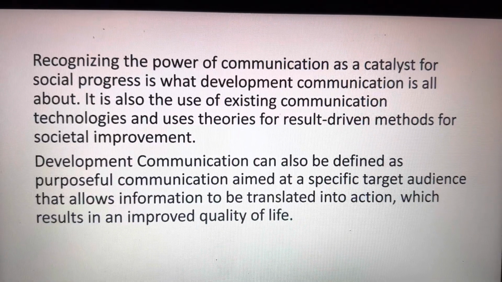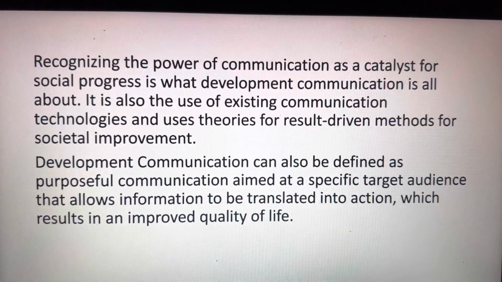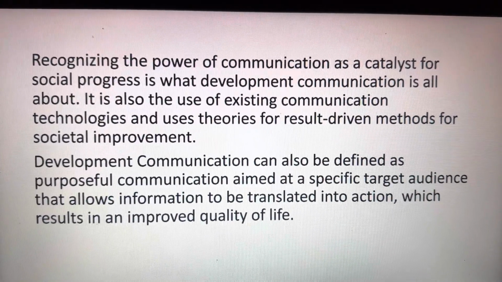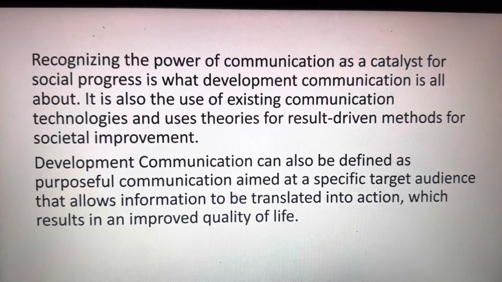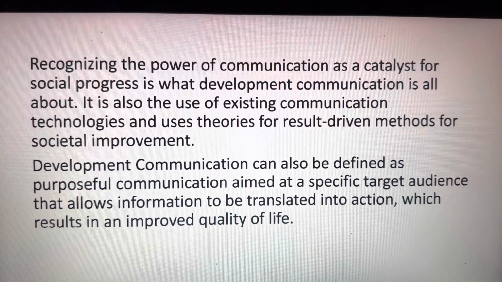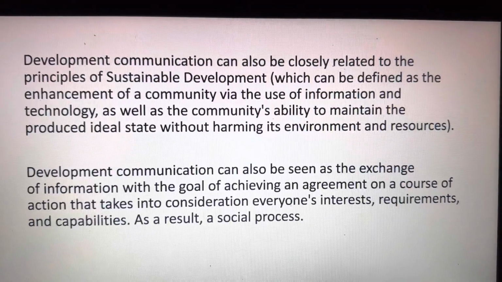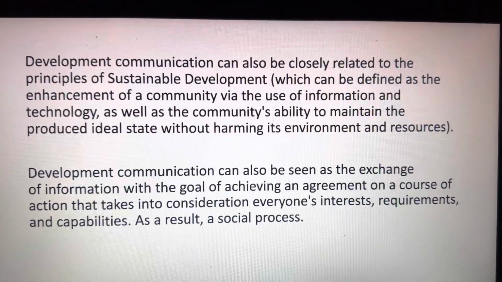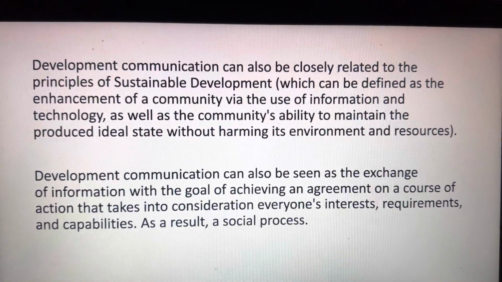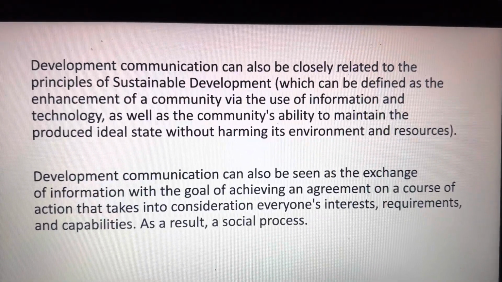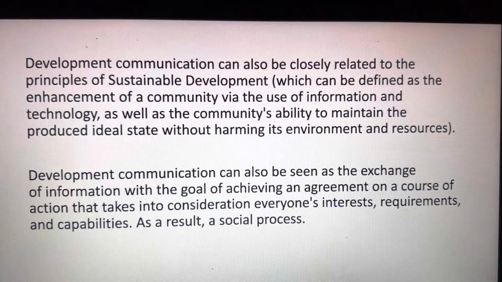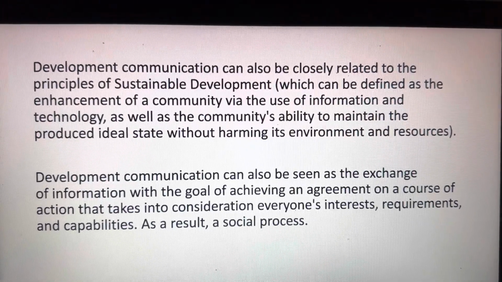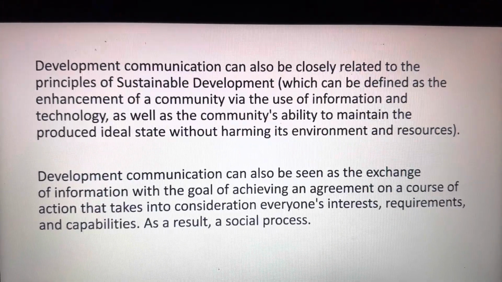Development communication can also be defined as purposeful communication aimed at a specific target audience that allows information to be translated into action which results in an improved quality of life. Development communication can also be closely related to the principles of sustainable development, which can be defined as the enhancement of a community via the use of information and technology, as well as the community's ability to maintain the produced ideal state without harming its environment and resources.